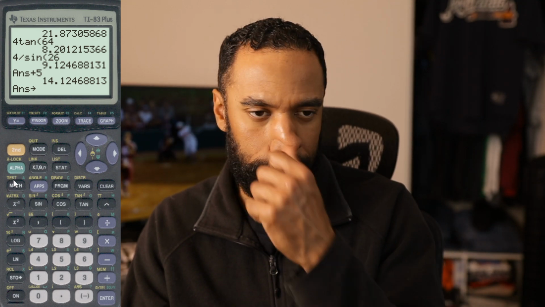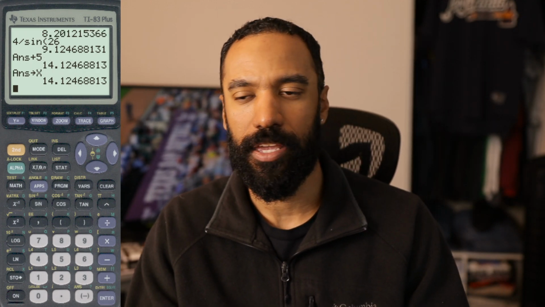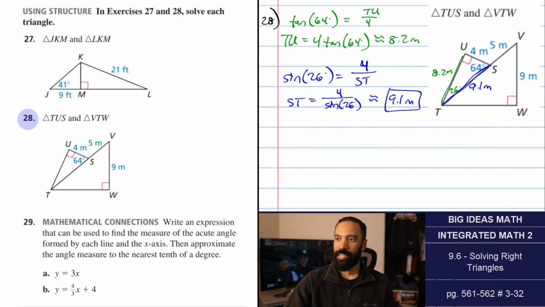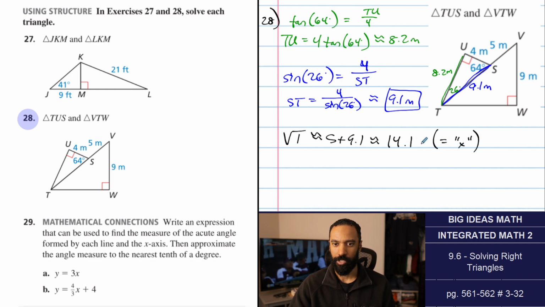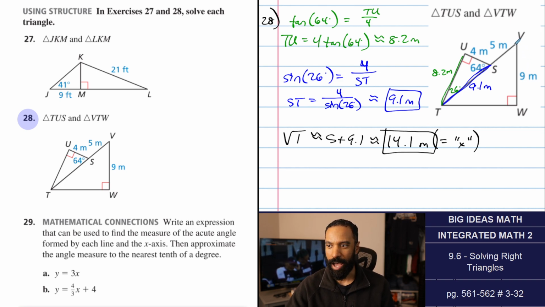It says from V to T. Let's just call it x. I'm going to store it as x. So anytime I use x, it's going to be the exact number. I'm going to write 14.1 on this screen. 9.1 meters. So that solves this one triangle. VT is about 5 plus 9.1, which is about 14.1, also equals x. Okay, I'm going to have that in my calculator there. So 14.1 meters is this whole hypotenuse right there, 14.1.